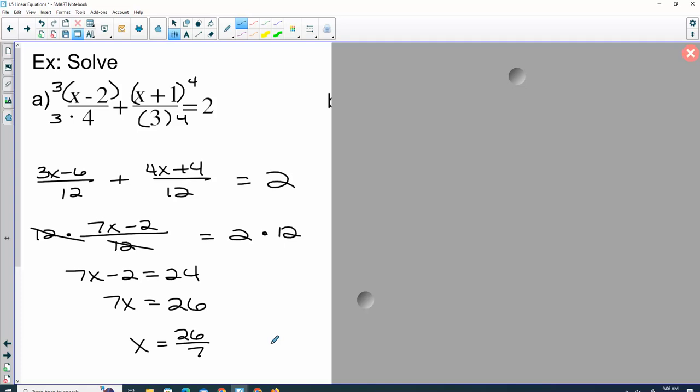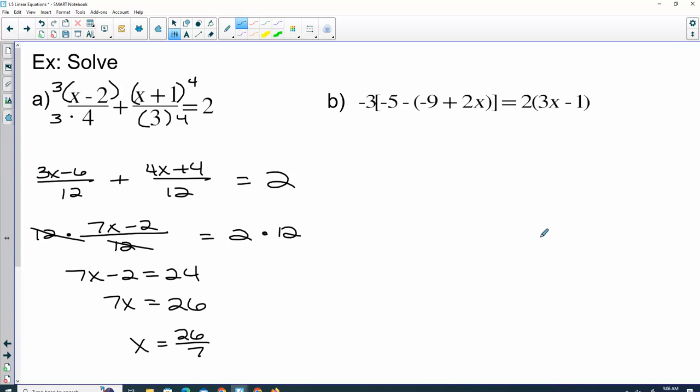Is that one okay? Let's try that. Nasty looking one. Where would I begin here? Yeah, we have to distribute.